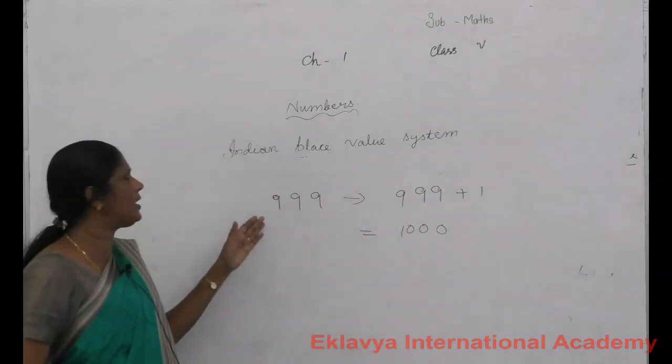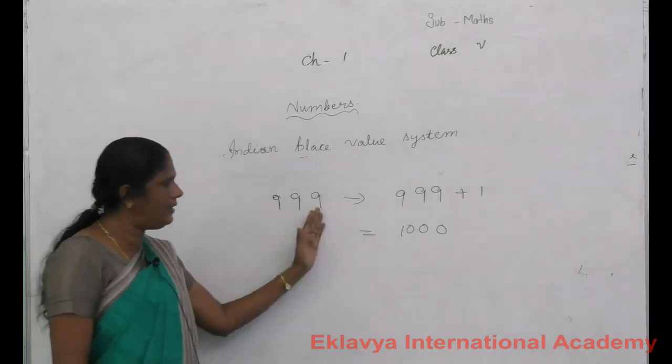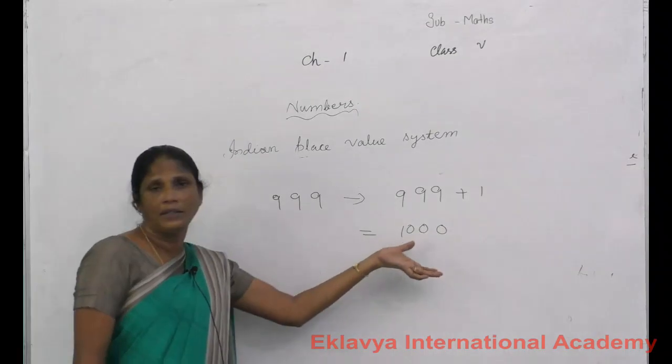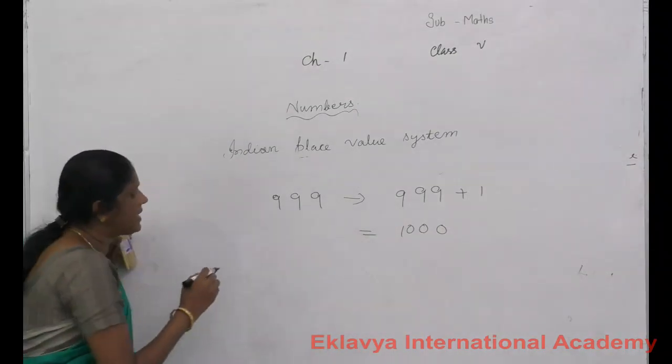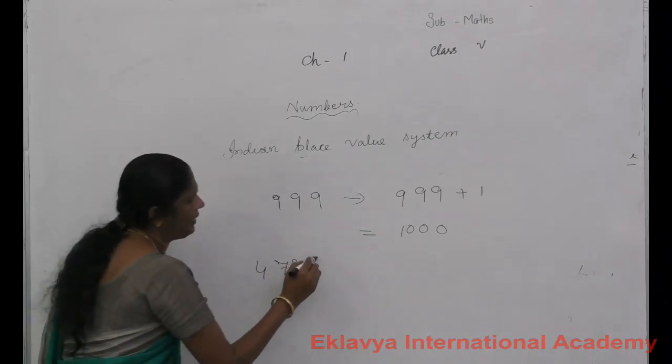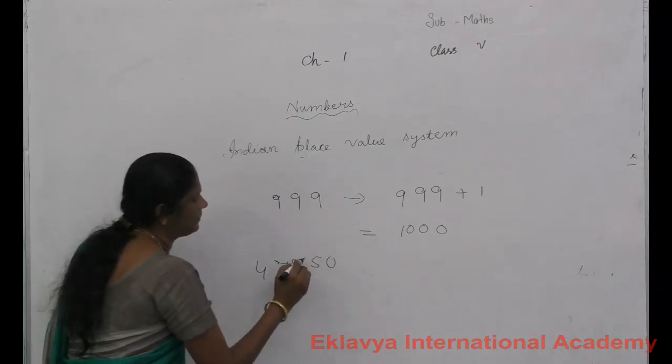What is the successor of 999? 1000. Then what is the successor of 4,78,550?